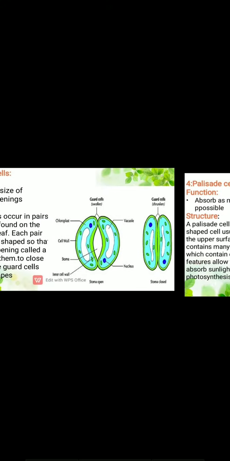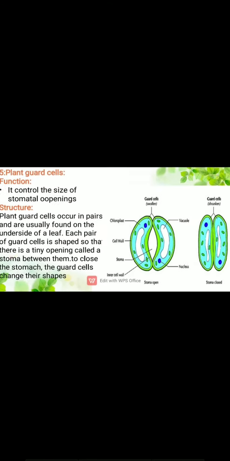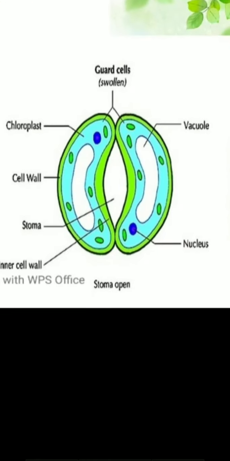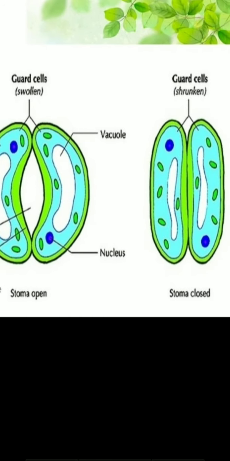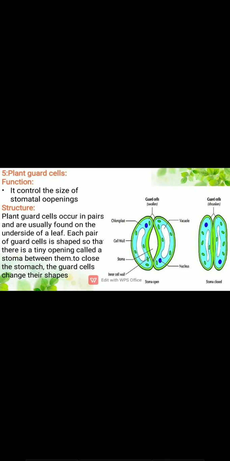And when the guard cells are shrunken, the stomatal opening is closed. So if we come towards the structure of a guard cell, a plant guard cell occurs in pairs. You can see they are two in number, and either they are swollen or shrunk. The plant guard cells are usually found on the underside of a leaf. Each pair of guard cells is shaped so that there is a tiny opening called a stoma between them.